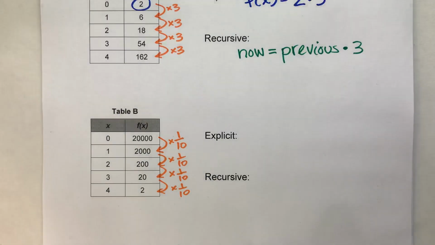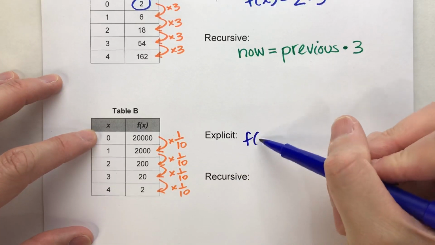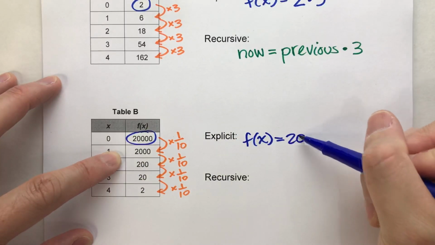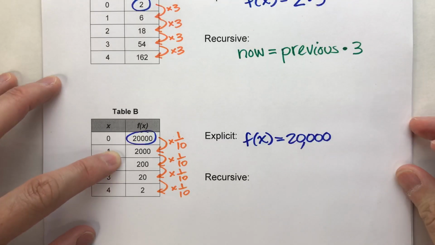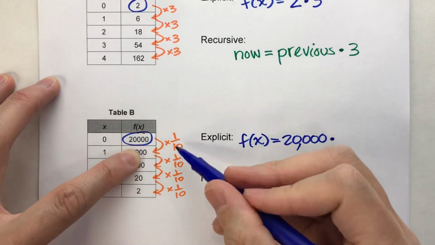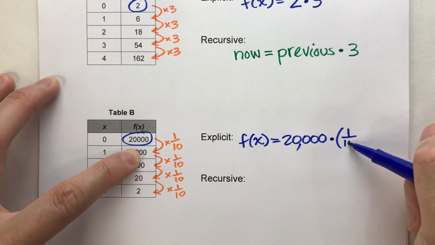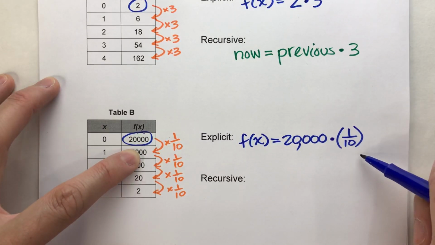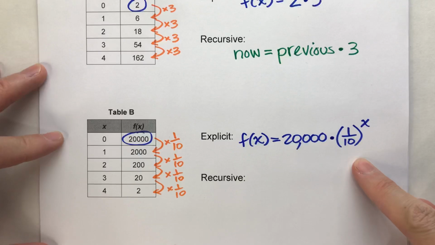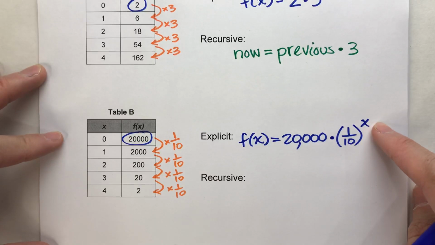Okay, not so bad. But now that we figured that out, let's write our explicit equation. To get f of x, we know at 0, it starts at 20,000. I'll put a comma in there. And we know we're going to take that number and repeatedly multiply it by 1/10. So I'm going to put 1/10 in parentheses, because since we're repeatedly multiplying by 1/10, we have to raise it to the x power. And that's our explicit equation. F of x is equal to 20,000 times 1/10 to the x power.